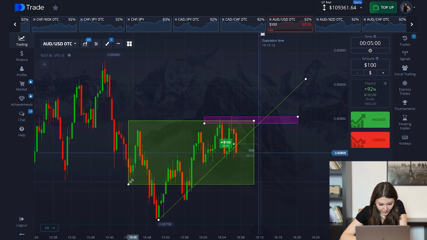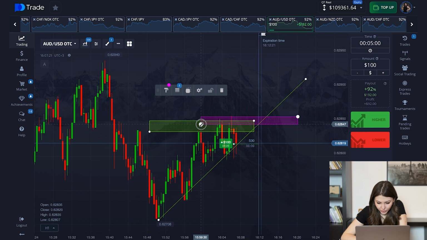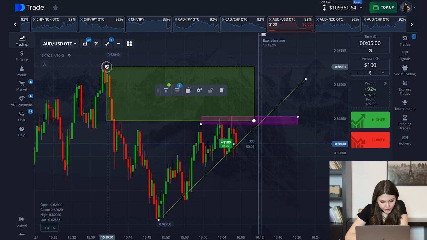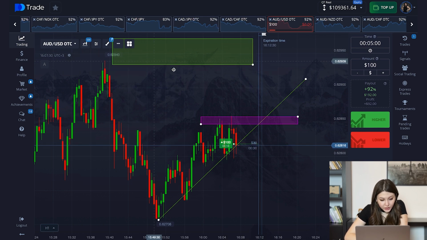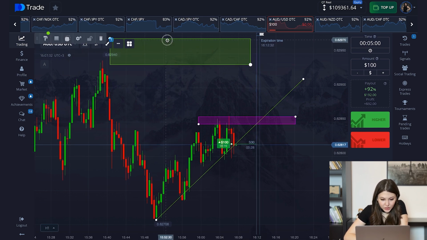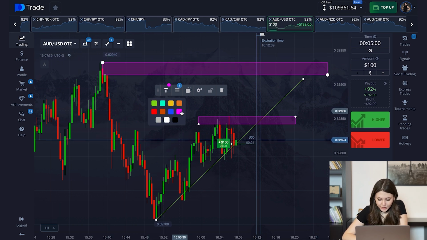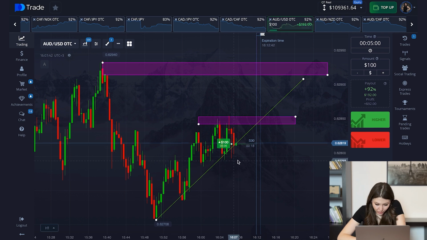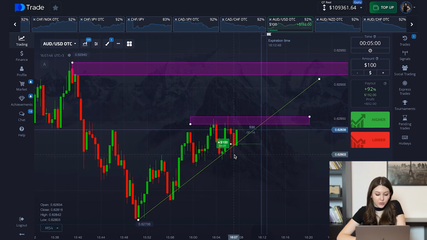Also, we have this resistance zone. Let's just see it. Oh my god, what's happened? We have this resistance zone from here to here, and probably we can try it too. So let's just see what's gonna happen. It's kinda higher than the previous ones. So also we have the kind of support zone, but it's not really interesting for us in the moment.